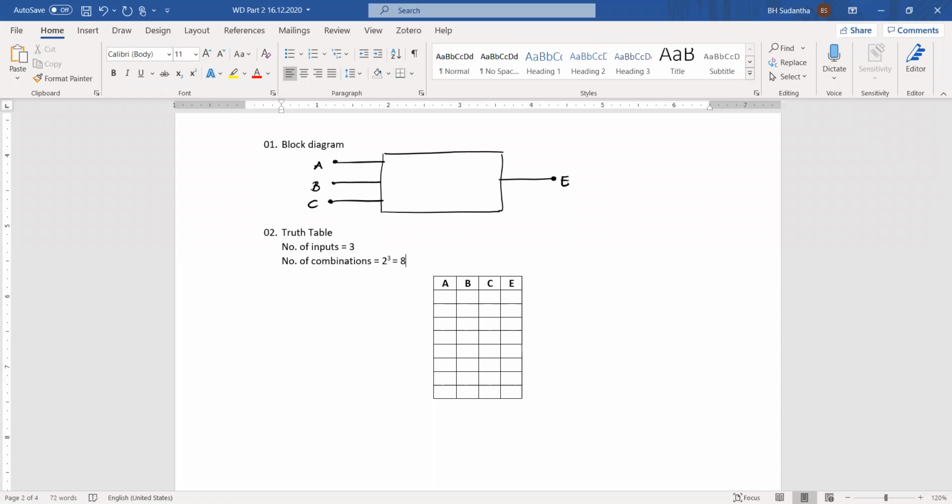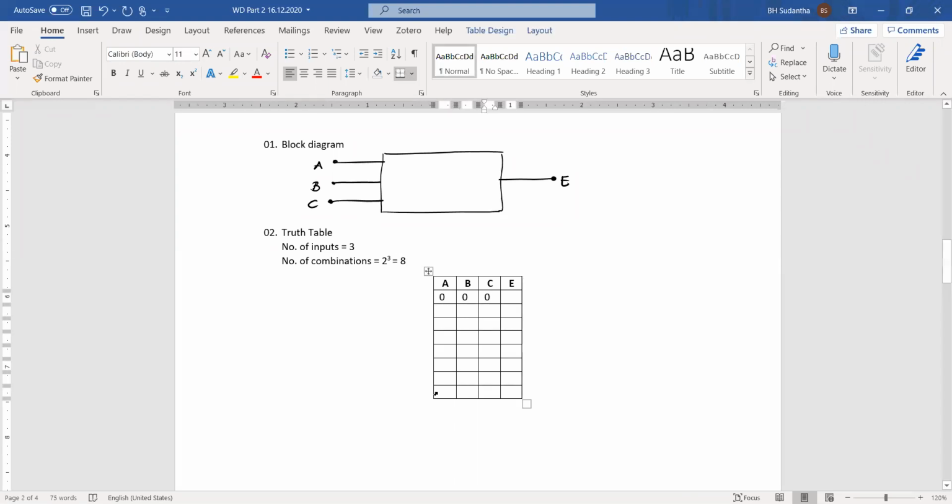Then 8 combinations are there. The first combination you can fill this way, 0, 0, 0, and the last combination is 1, 1, 1. I can write this using binary in ascending order. But if you are having some difficulties, the easiest method is to use this pattern. Then 0, 1, 0, 1. Like that, you can fill this one.